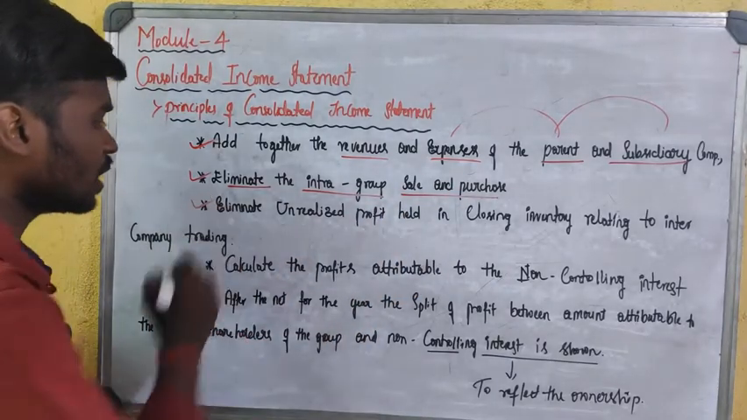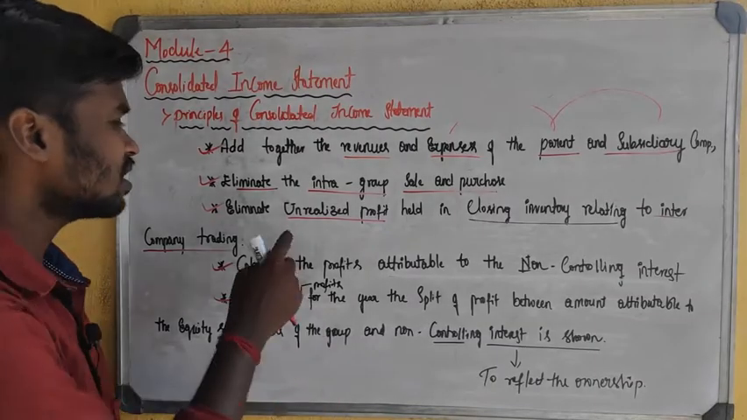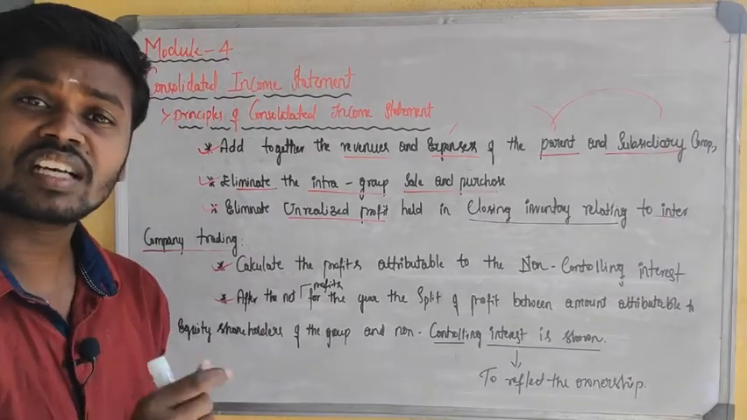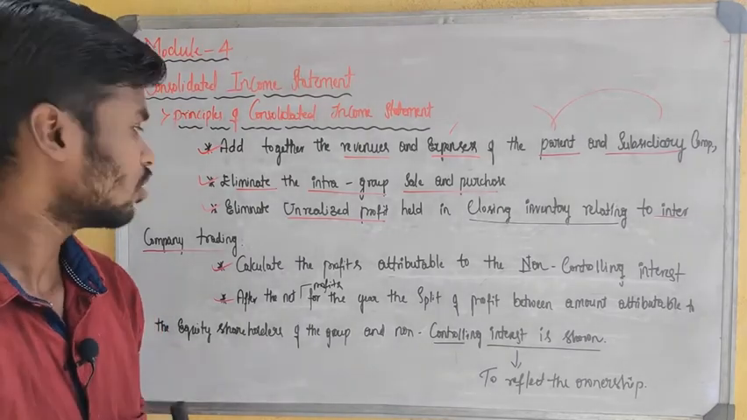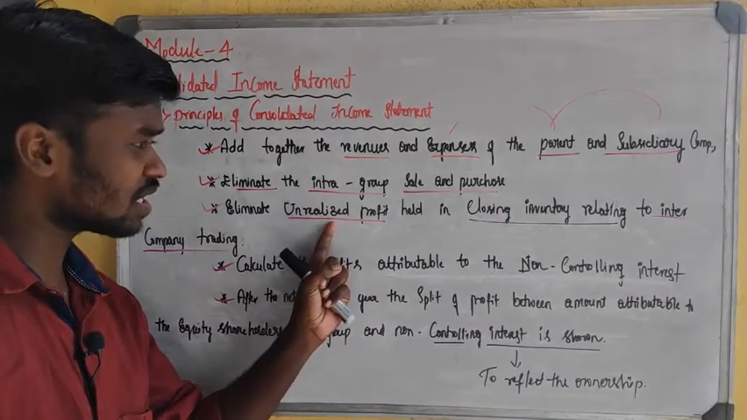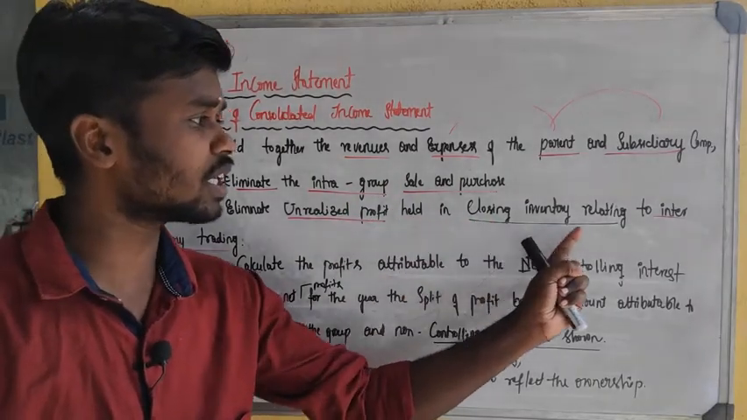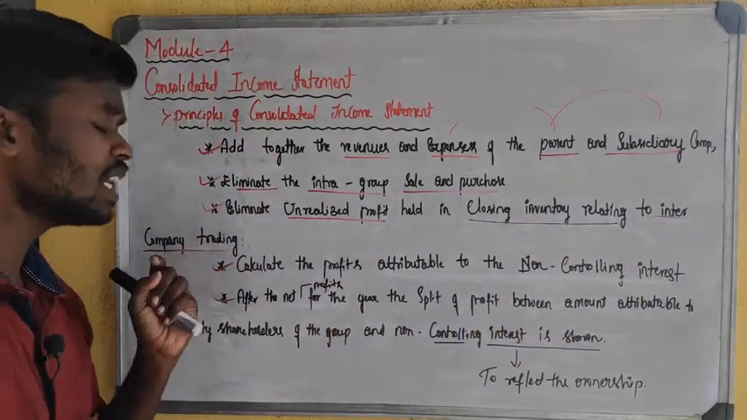Next, the third one: eliminate the unrealized profit. You know this unrealized profit treatment from the consolidated financial statement. In this elimination of unrealized profit, the unrealized profit relates to the inventory held in the closing inventory related to intercompany trading.